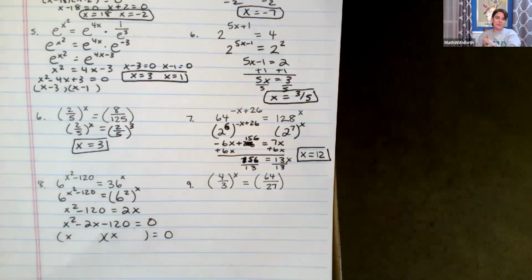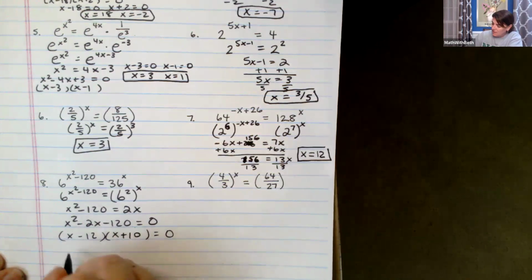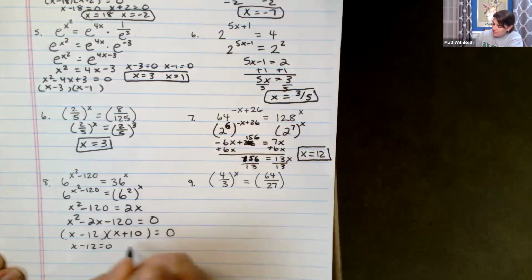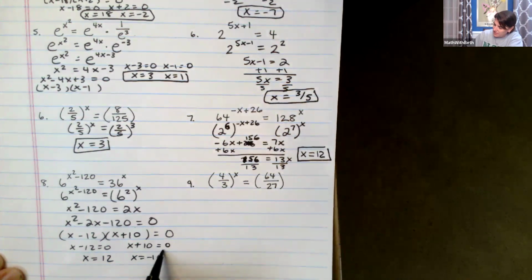All right, two numbers that multiply to negative 120 and would get me to negative 2 would be negative 12 and positive 10. Set each of these equal to 0 and solve. And we get positive 12 and negative 10.